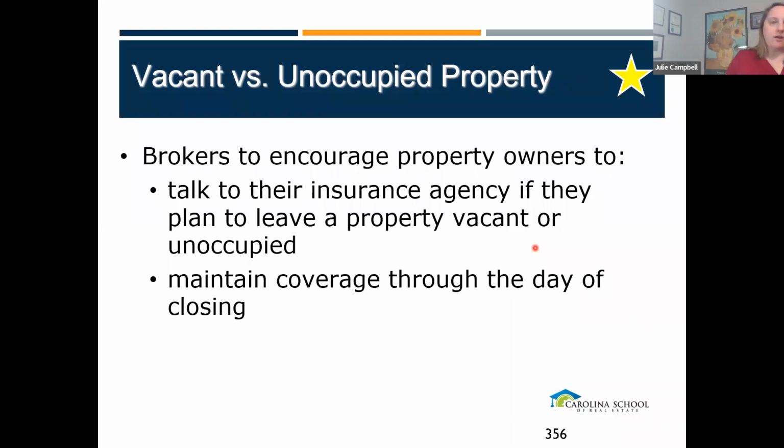Let your seller know they've got to keep it insured. And when they plan on vacating the property, they really should report it to their insurance company. What questions do I have on this? Do I have any insurance agents on the call? No? Sometimes I get an insurance agent.